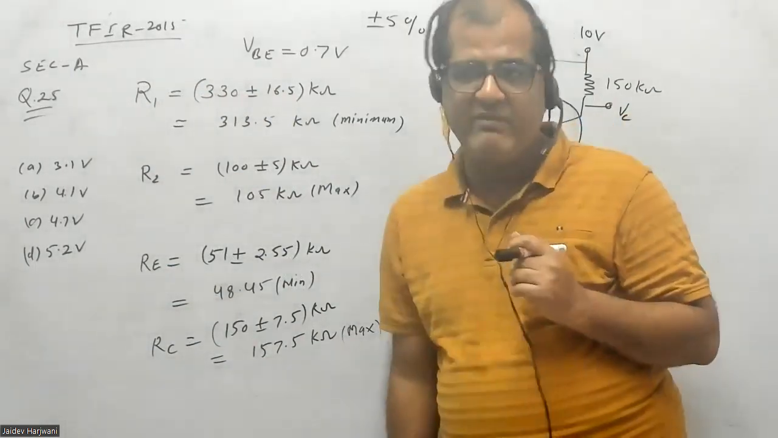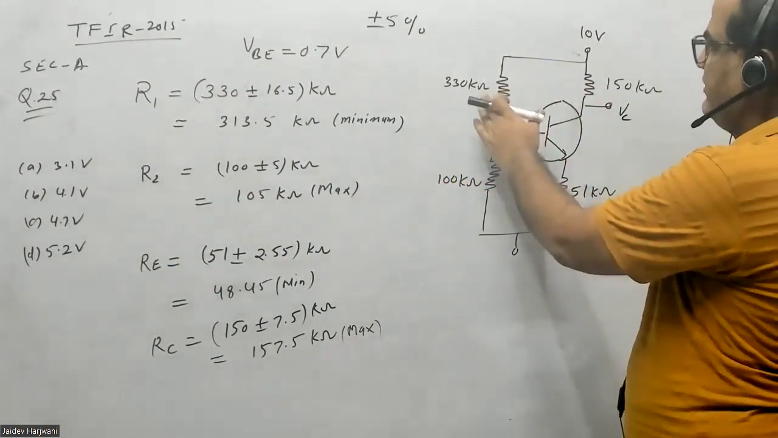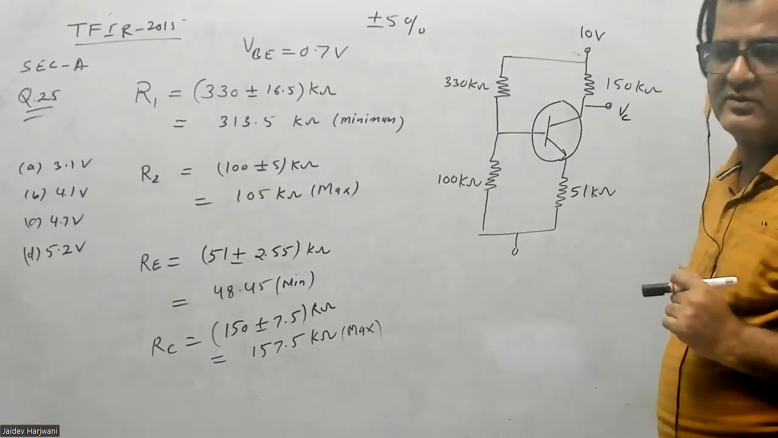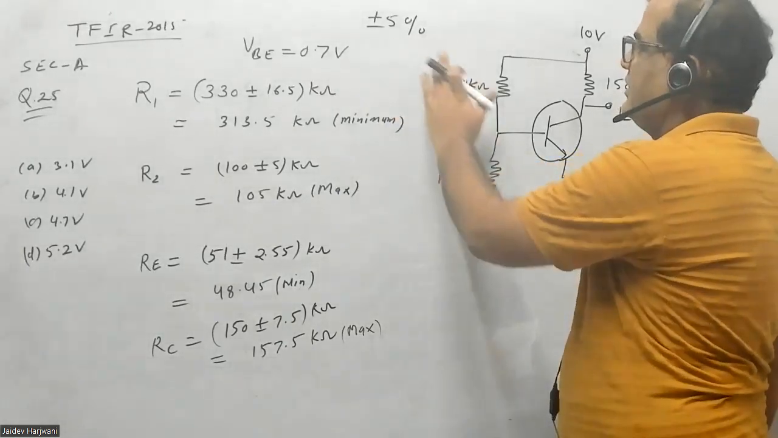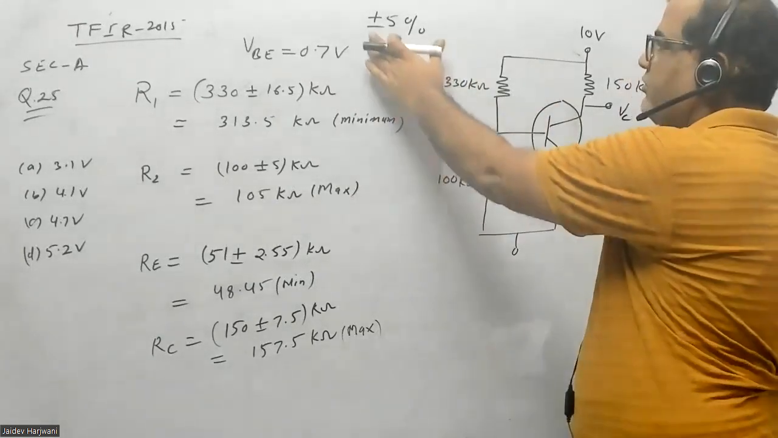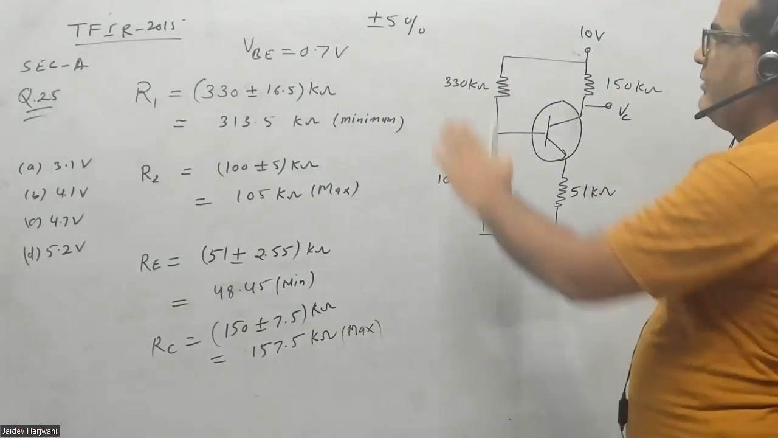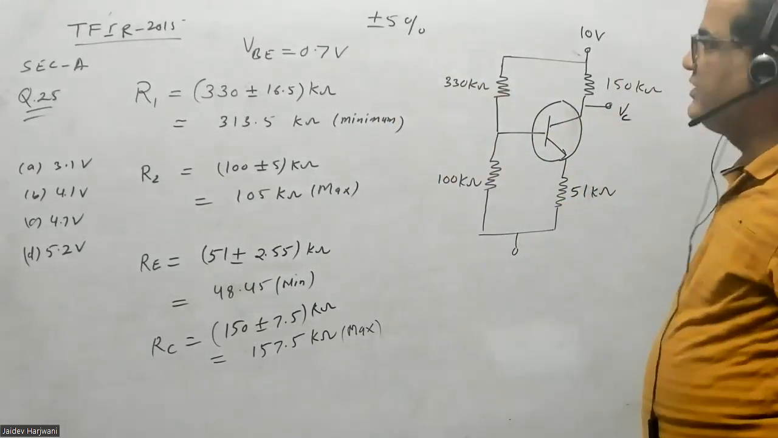Now, why are they asking the minimum value of VC? In general, in such questions, the resistance values given are fixed. But in this particular question, the new thing is that these values are not fixed. They have some tolerance of 5%. So with this 5% tolerance, what is the possible minimum value of VC?